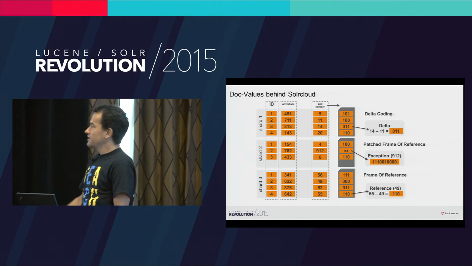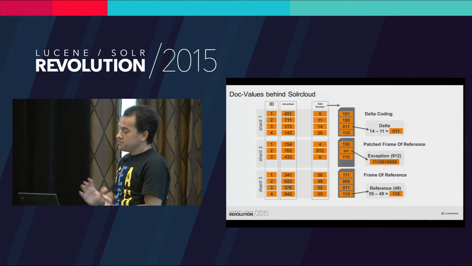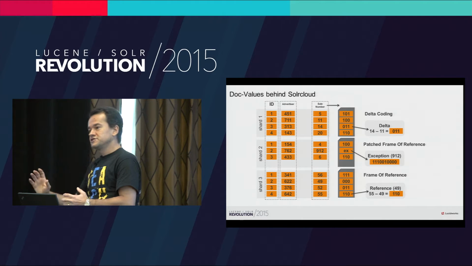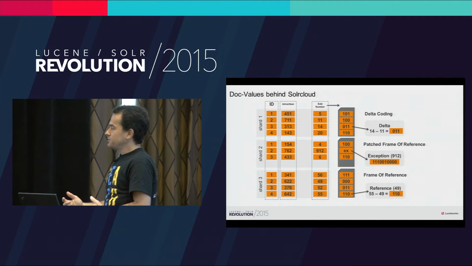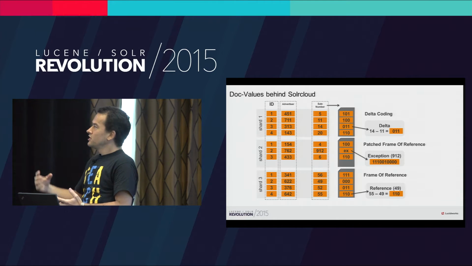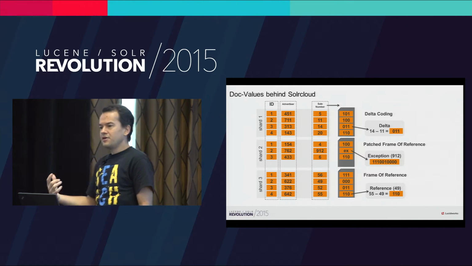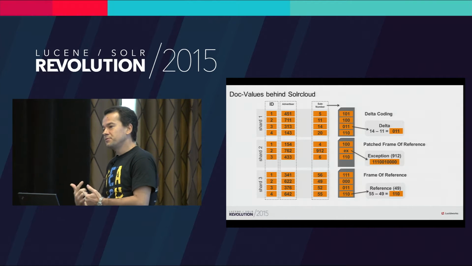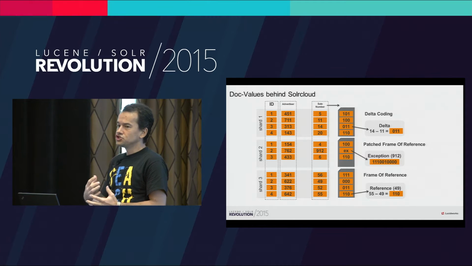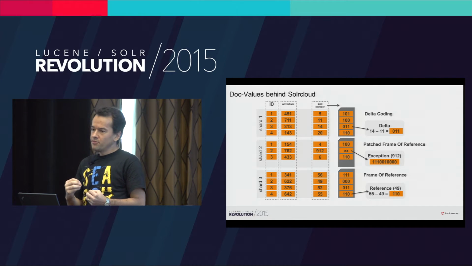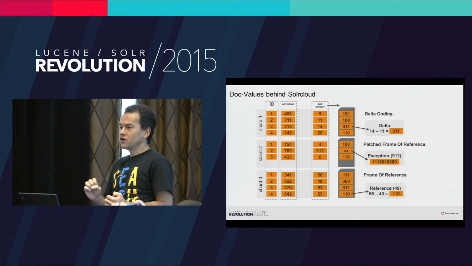or they can do something like frame of reference, where you are going to find the minimal number and store the difference between that reference and all other numbers. Or if you have exceptions, for example, a very big number, they can do a patched frame of reference and much more. And everything is happening behind the scenes. That means doc values are really ensuring that you are capable of very performantly accessing the values of the documents that you select.